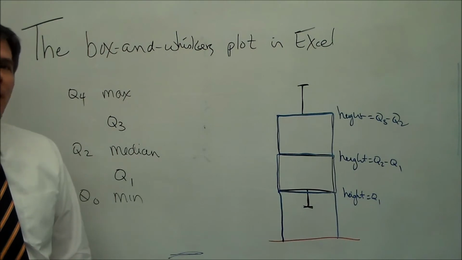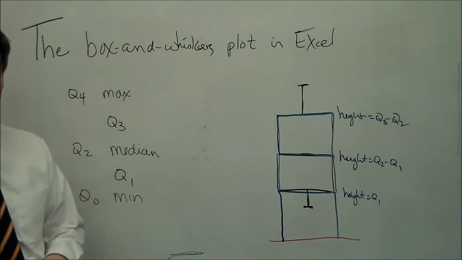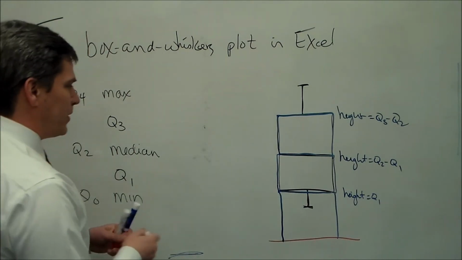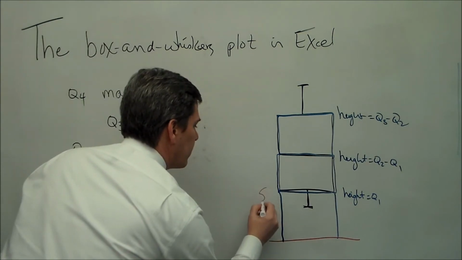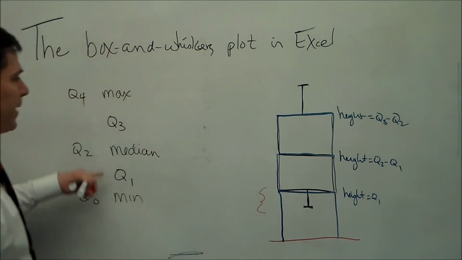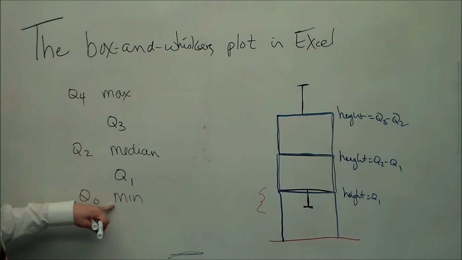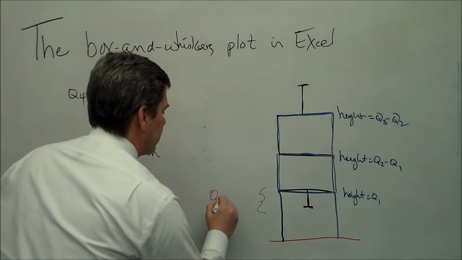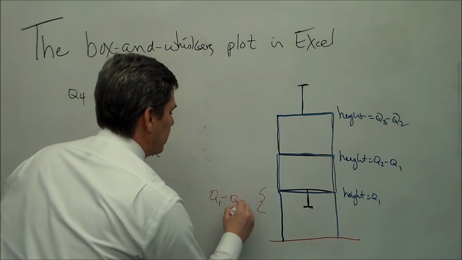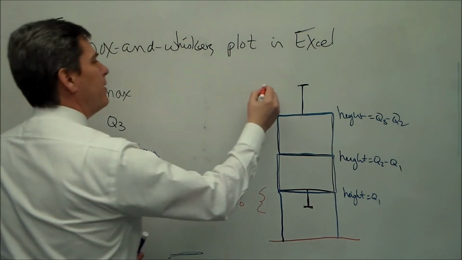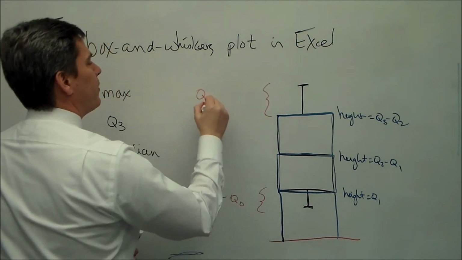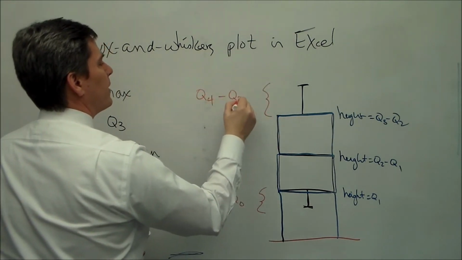In addition to those boxes, you're going to need to know the lengths of the whiskers. This whisker length is going to be Q1 minus the min. And this whisker length is going to be Q4 minus Q3.